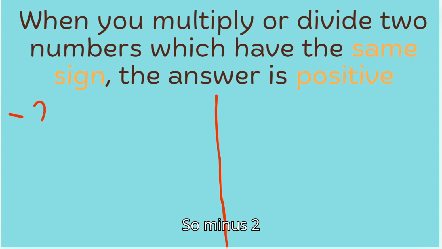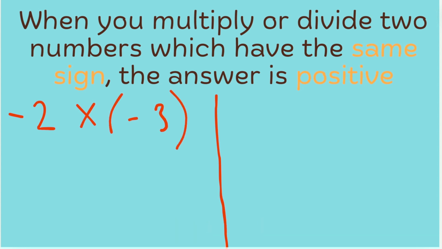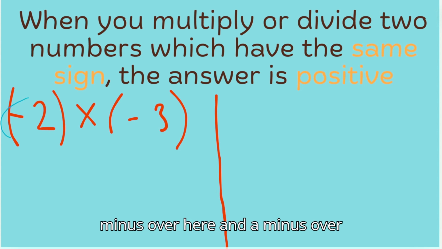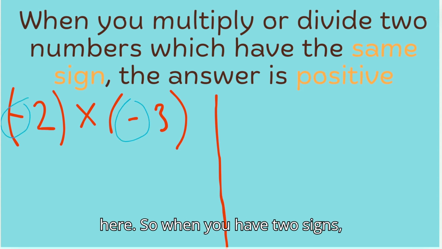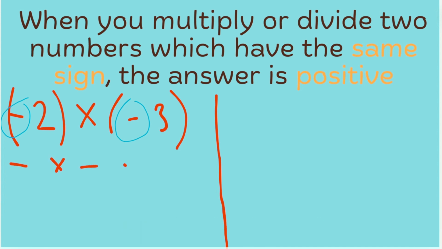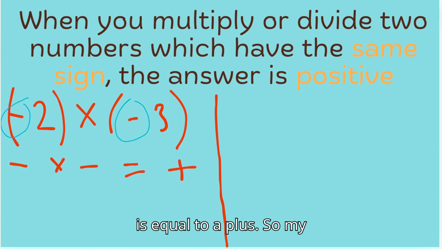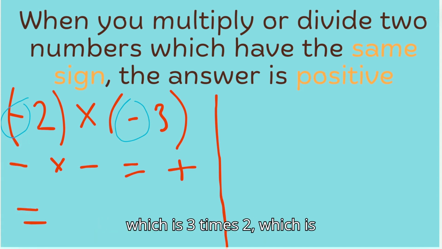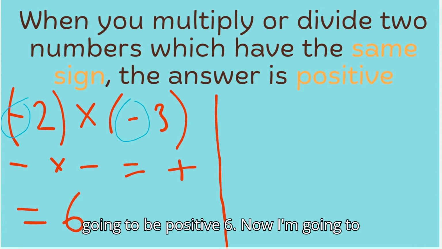So minus 2 times minus 3. Now I have two of the same signs. I have a minus over here and a minus over here. So when you have two signs, we know that minus times a minus is equal to a plus. So my answer is going to be a positive, which is 3 times 2, which is 6. So my answer is going to be positive 6.